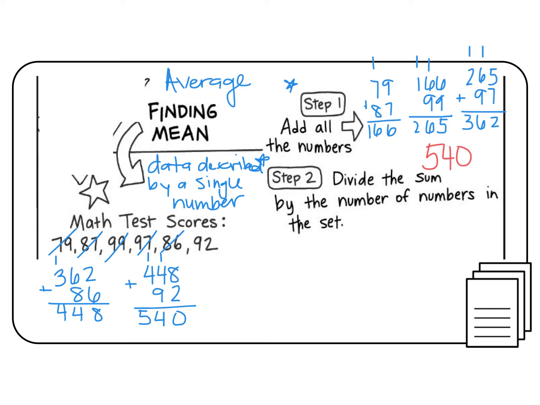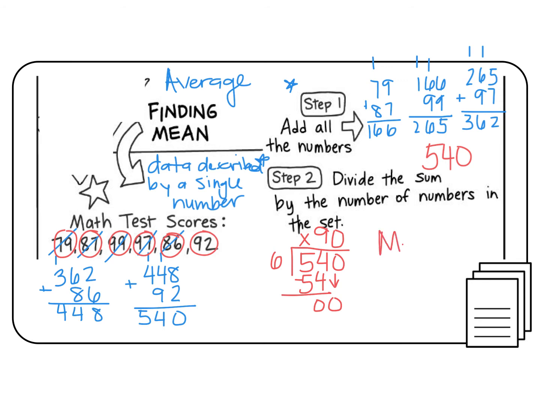Then our second step is to take 540 and divide by how many numbers were in our set. So we have 1, 2, 3, 4, 5, 6. So I'm going to divide by 6. Now 6 doesn't go into 5, but 6 does go into 54. 6 times 9 is 54 evenly. So we have no remainder, but our answer is not just 9 because we have to bring down that 0. And 6 goes into 0 zero times. So that means that our mean, or average, is 90. Pause this video if you need to copy any of your work on your worksheet before moving on.